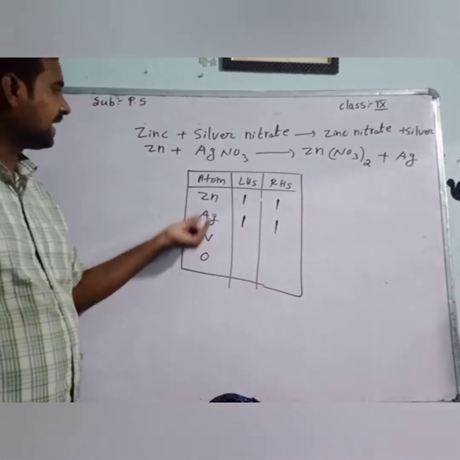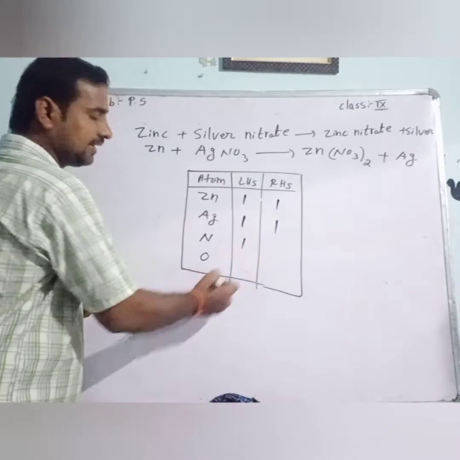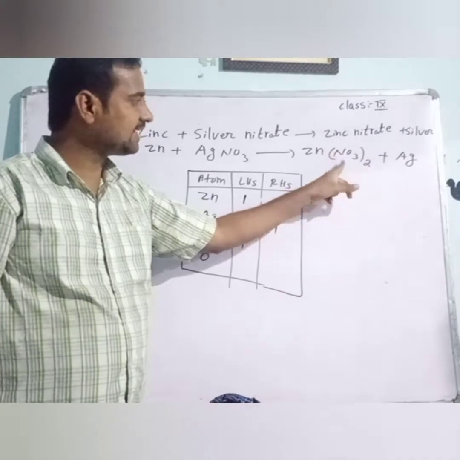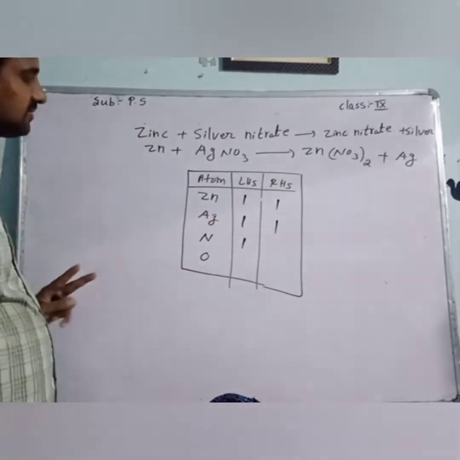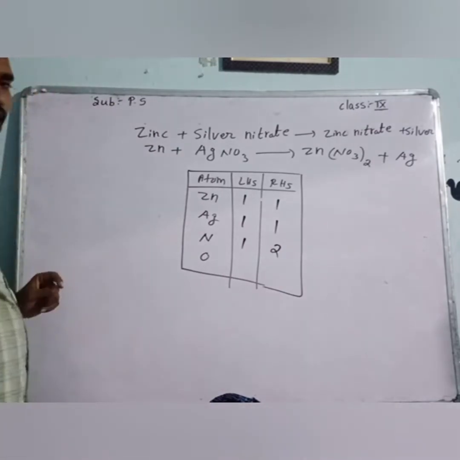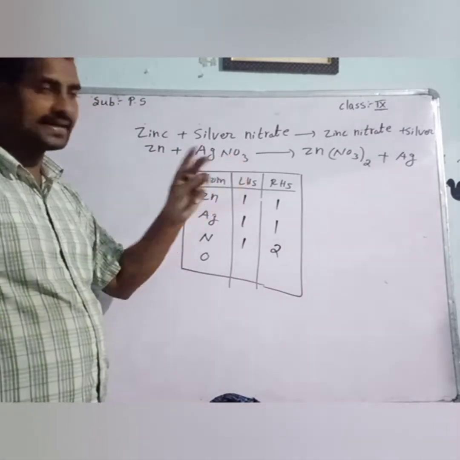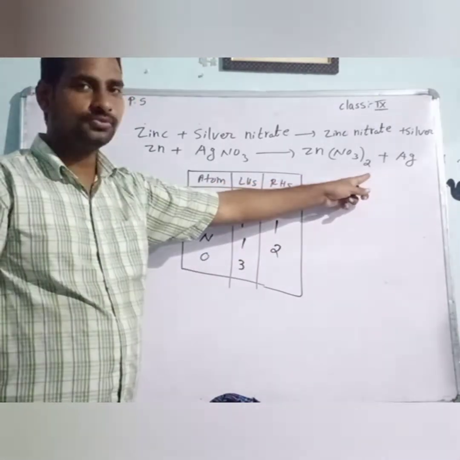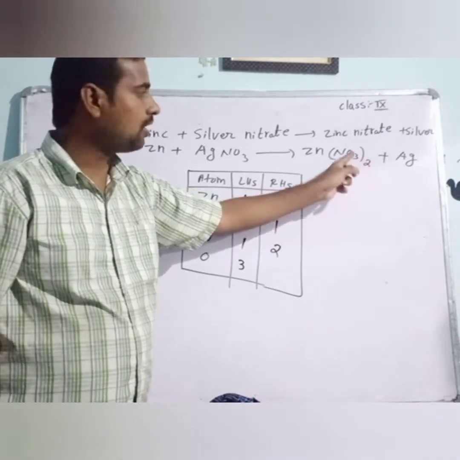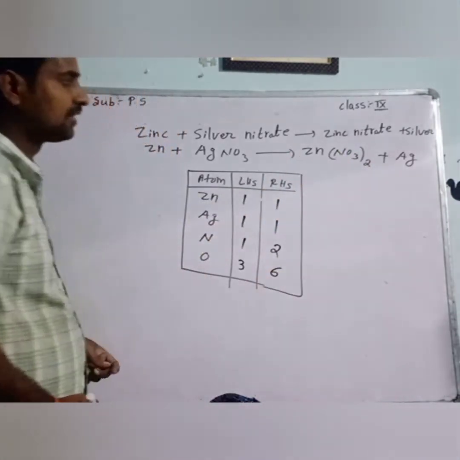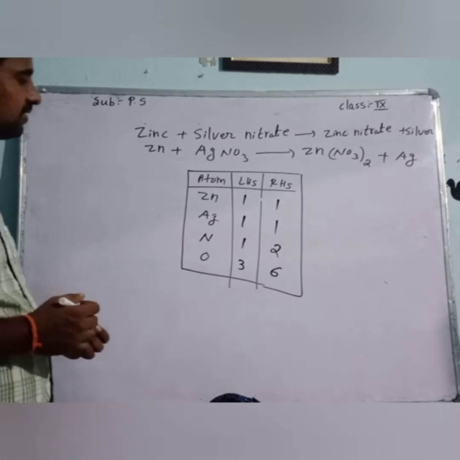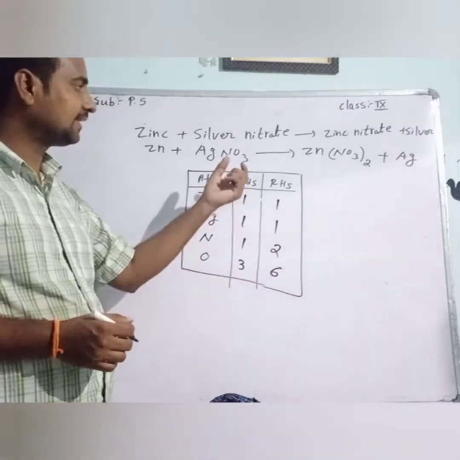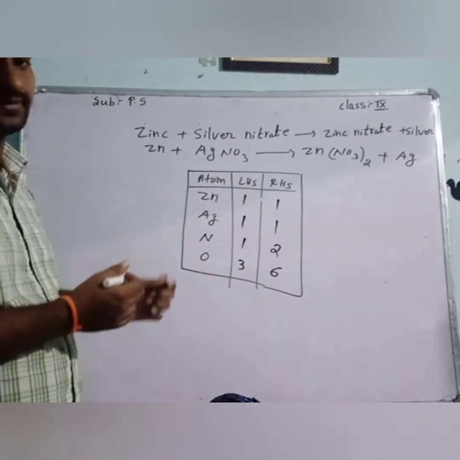So nitrogen atoms in LHS, only N, so only 1. The nitrogen atoms in RHS, here twice means N is equal to 2. So 2 nitrogen atoms. And oxygen atoms in LHS, O3 indicates 3 oxygen atoms. In RHS, twice indicates 2, but 3 into 2 is 6. So oxygen atoms is equal to 6. This is an unbalanced chemical equation because nitrogen atoms are not equal and oxygen atoms are not equal in this equation. So we should balance the equation now.